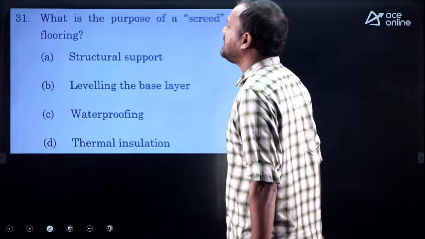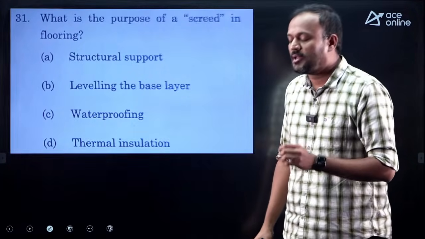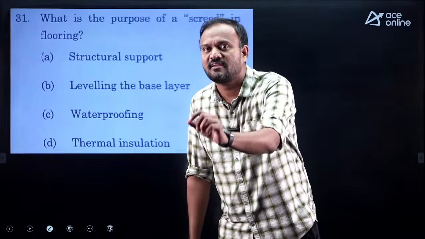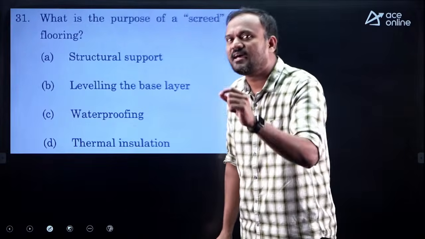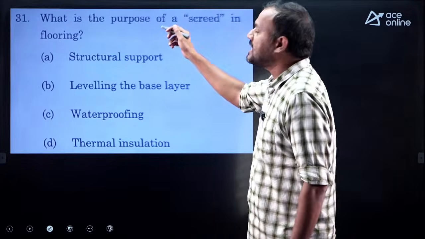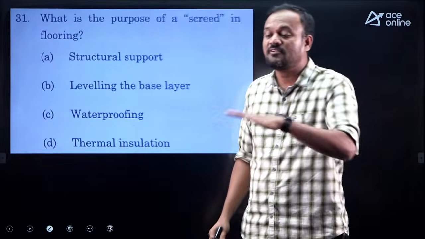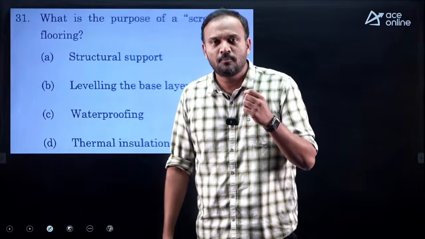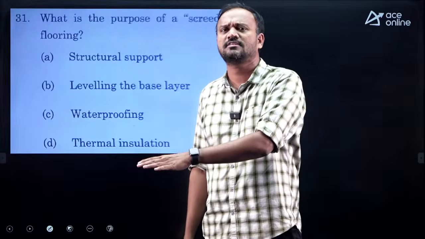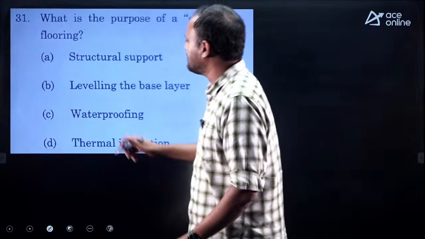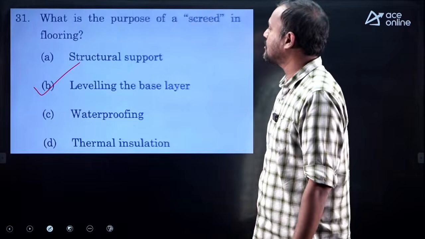What is the purpose of screed in flooring? Now, what is screed? Screed is plain cement concrete prepared from coarse aggregates smaller in size. Compared to regular concrete, in screed concrete you use smaller size coarse aggregate, because it is mainly used for leveling the surfaces. Once an RCC slab is cast, the surface may not be very even. To bring more evenness to the flooring, we use screed concrete. It is a plain cement concrete prepared from smaller size aggregates. So, basically for leveling the base layer, we use screed concrete.